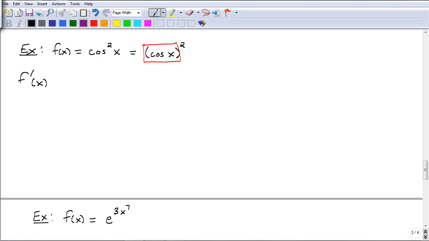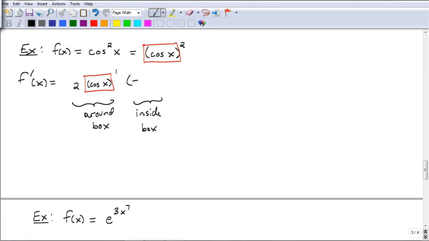The box goes around the parentheses. And so I have to take the derivative around the box times the derivative inside the box. Well, the derivative around the box means I leave cosine of x alone inside. The 2 multiplies out front. It goes to the first power. Inside the box is the derivative of the cosine of x. And the derivative of cosine is negative sine. So this is negative 2 cosine x sine x.